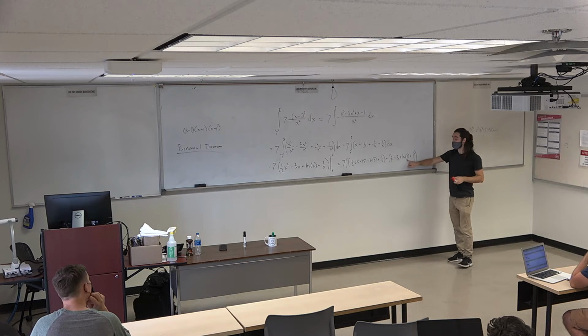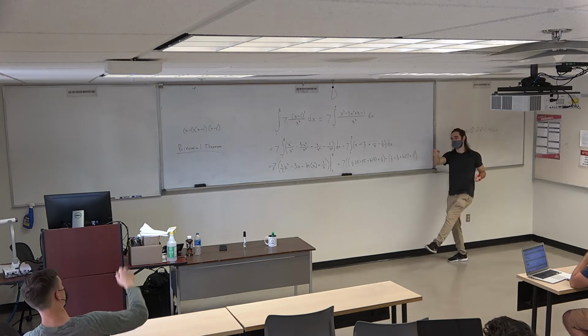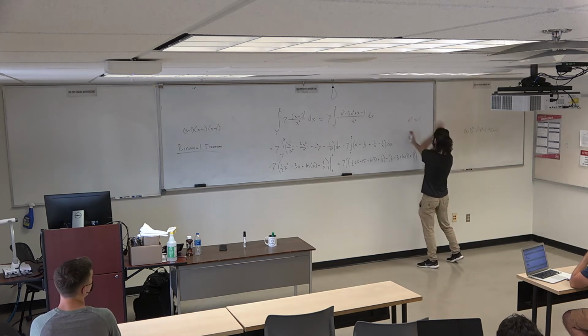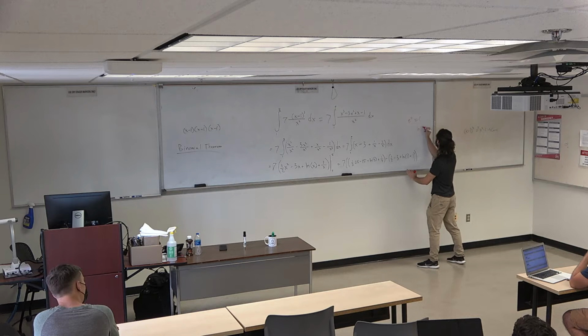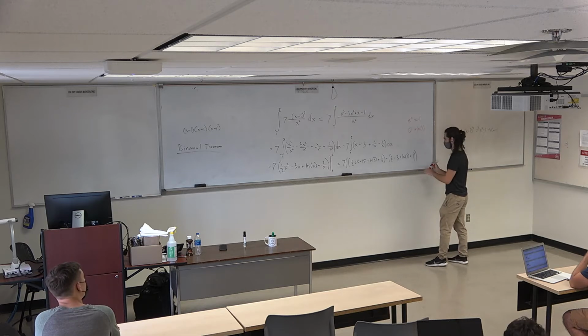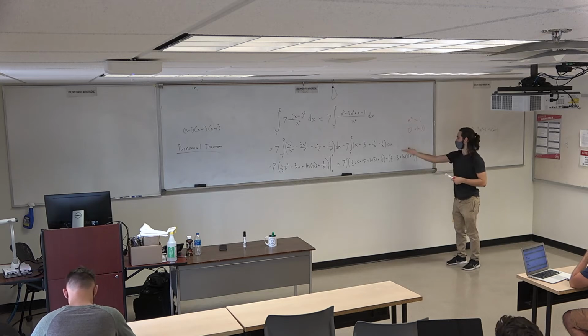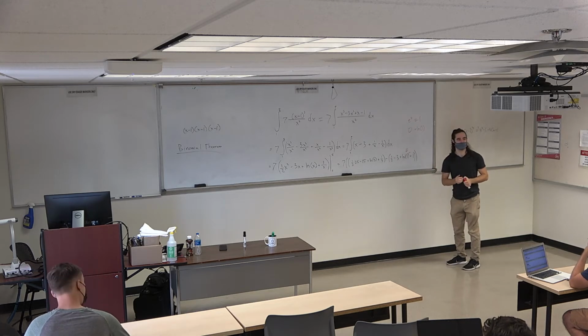But natural log of 1 is actually a nice integer. Does anybody know what the natural log of 1 is? Yes? 0. That's right, because e to the 0 is 1, which is the same thing. If you just flip that around, it's the same thing as saying the natural log of 1 is 0. So yes, that term goes to 0. And then, I'm sure you know how to work out the rest of it.